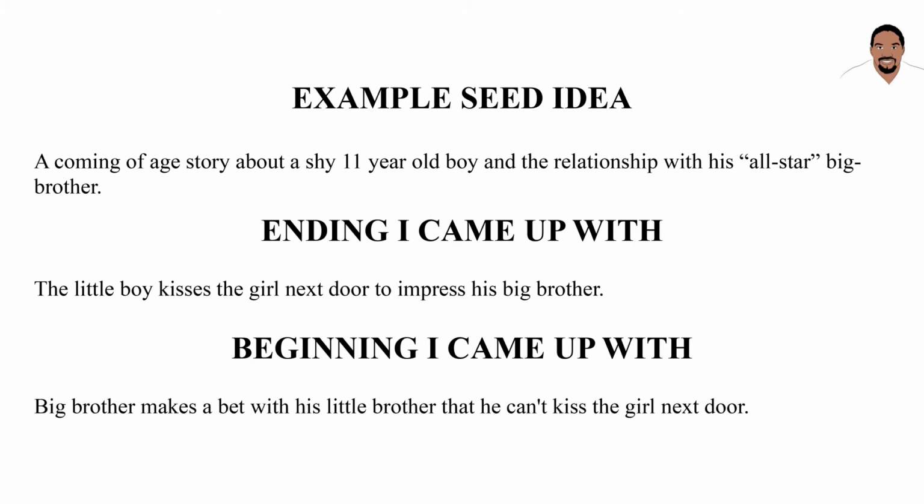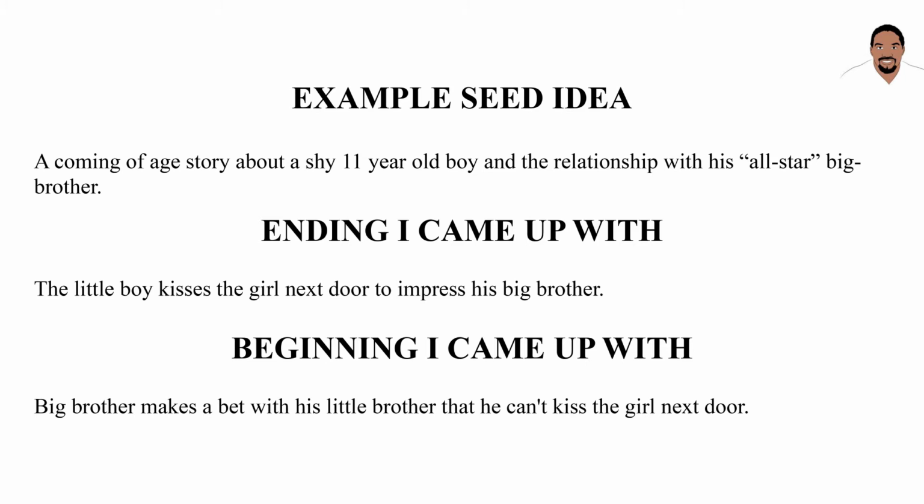So we can start it with a beginning such as big brother makes a bet with his little brother that he can't kiss the girl next door. Okay, there's a lot inferred there. First of all, the big brother, in his way, is trying to get his little brother out of his shell. Second of all, it is a challenge that the little boy can take to try to impress his big brother. So notice that I have sort of a mirroring going on here.